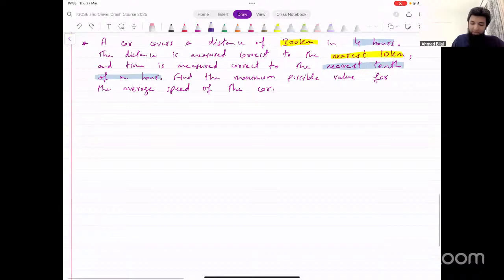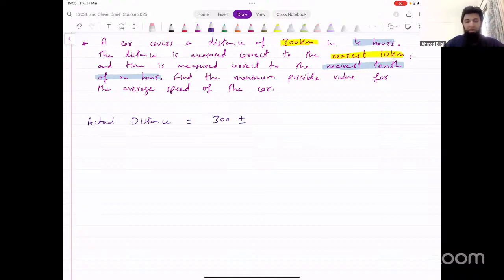So what can we say about the distance now? Distance is 300, right? What about the actual value of the distance? It could be plus minus the maximum possible error. What's the possible error in this case? It's measured correct to the nearest 10 kilometers. You would say it's 300 plus minus 10 over 2, or 300 plus minus 5. So the actual distance is anywhere between 295 and 305.